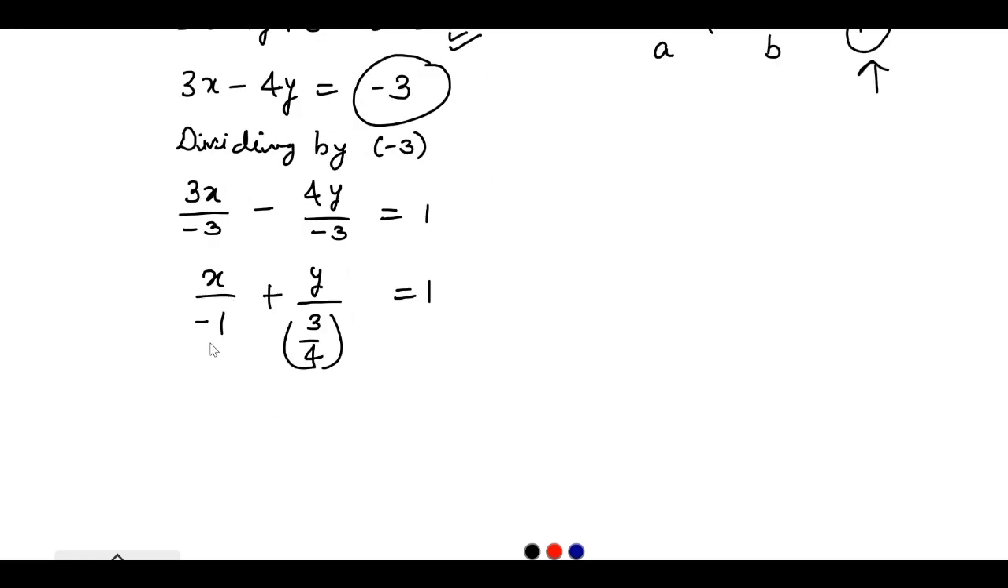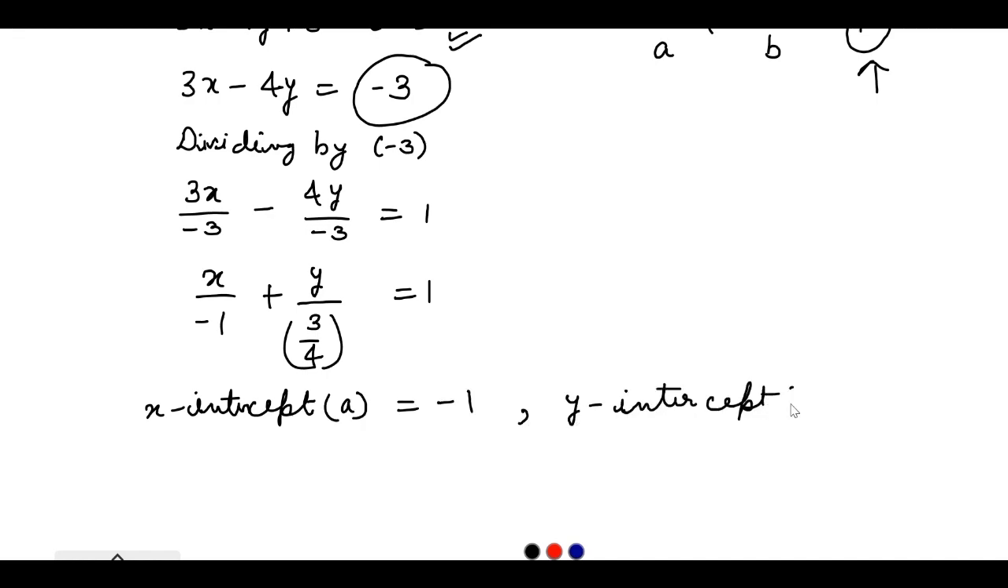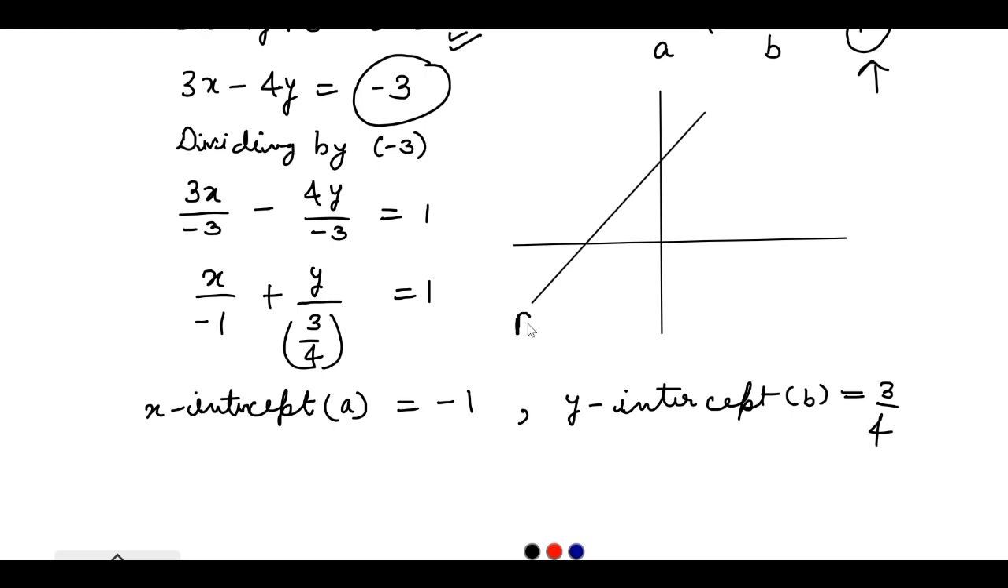Now this is in the form of intercept, and on comparing, x-intercept a is equal to minus 1 and b is equal to 3/4. Suppose this is the line PQ. Intercept on x-axis is minus 1 and on y-axis is 3/4. We have to find length of the portion of the line intercepted between the axis, means we have to find the length of this portion intercepted between the axis.